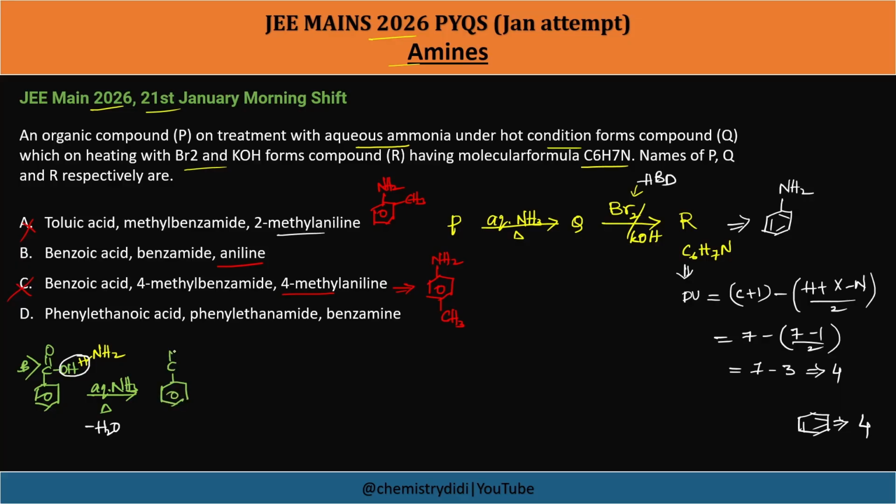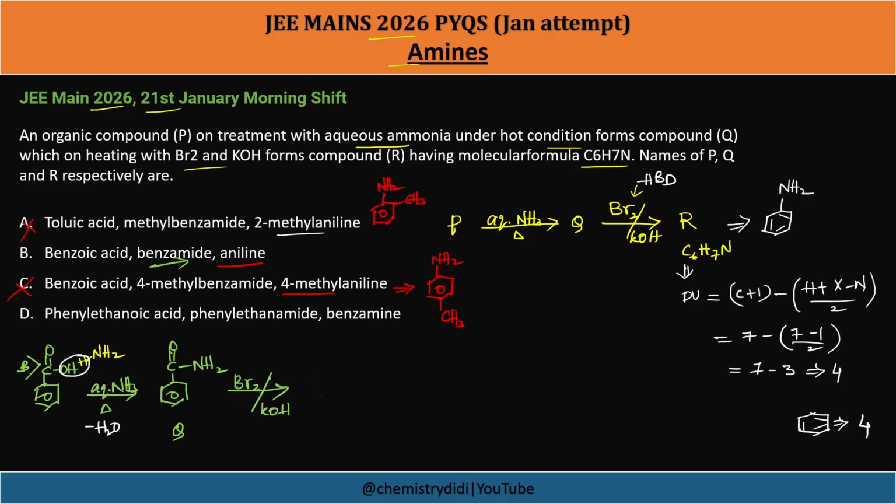This will be C double bond O NH2. So we have got this benzamide, right? This is the benzamide which they have given in the option itself. So this is our product Q. And in the next step, we are doing this Hoffmann bromamide degradation.